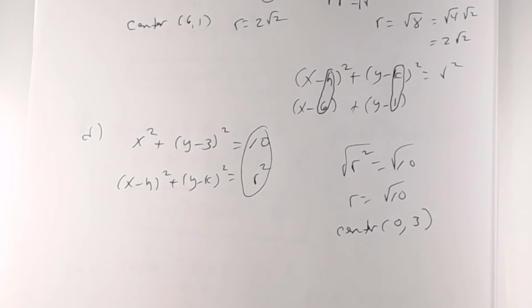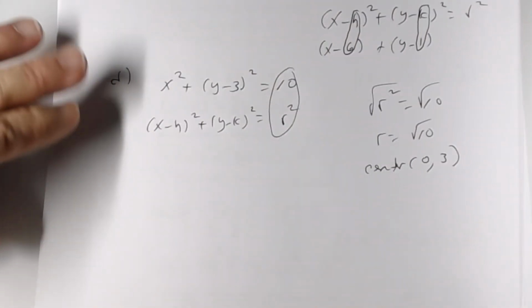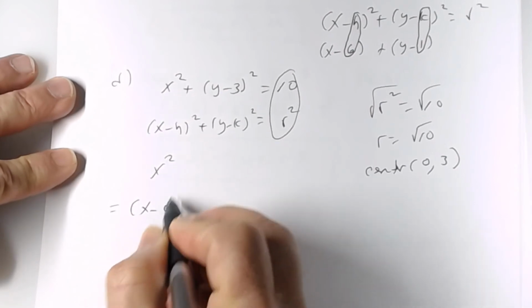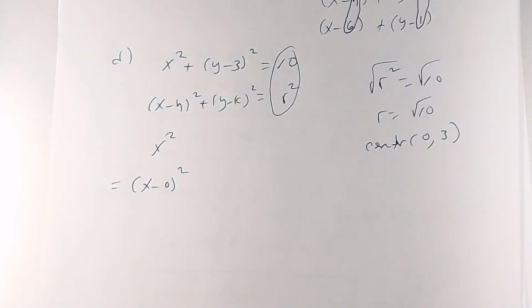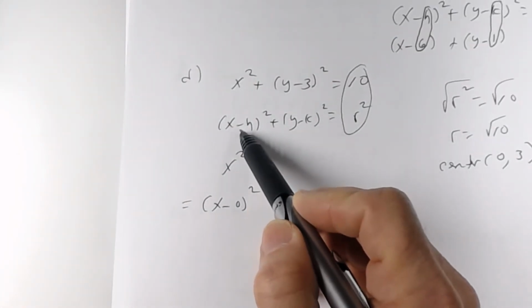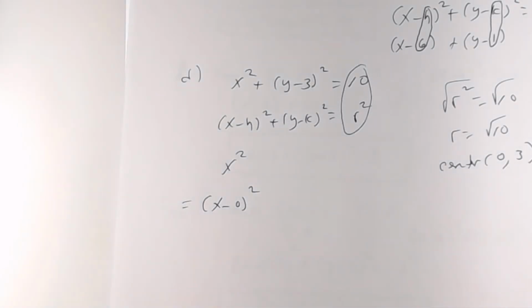Do y'all agree that x squared means the same thing as x minus 0 squared? What's h? 0. So remember, you make a connection between what we have and the formula. Well, I have an x squared. I want to make it look like that formula, x minus h squared, so I need to make that x squared look like something in parentheses squared.